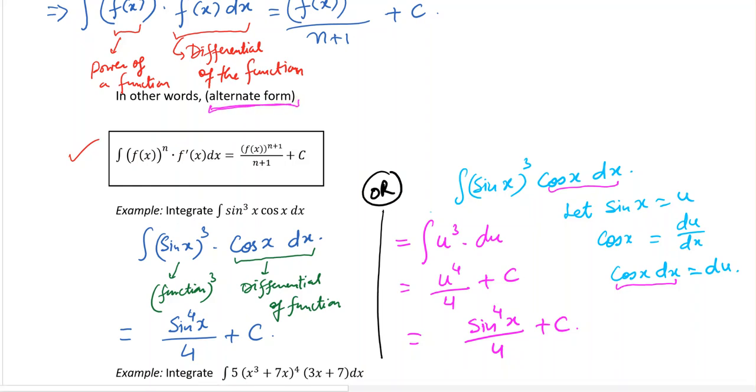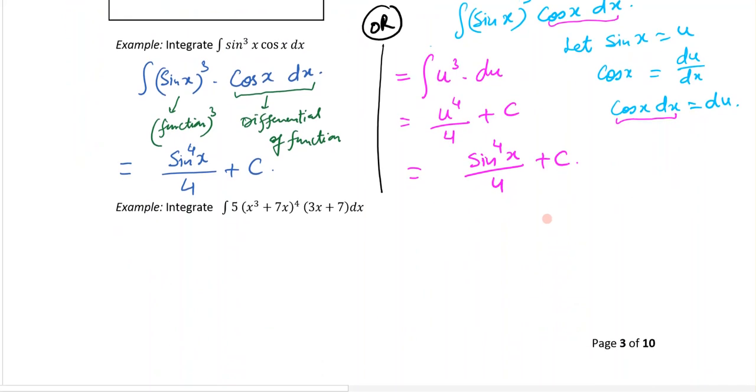Let's take a look at the next problem. So here we have a function. This is our function, and we have the derivative of x cubed, which is 3x squared, and the derivative of 7x, which is 7. So we have the differential of the function.